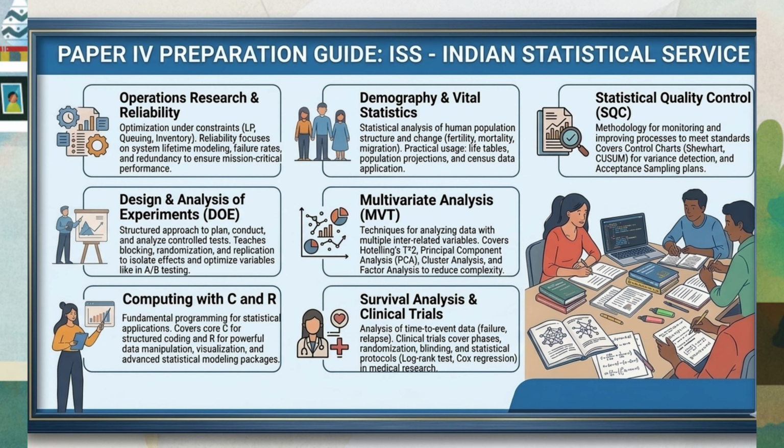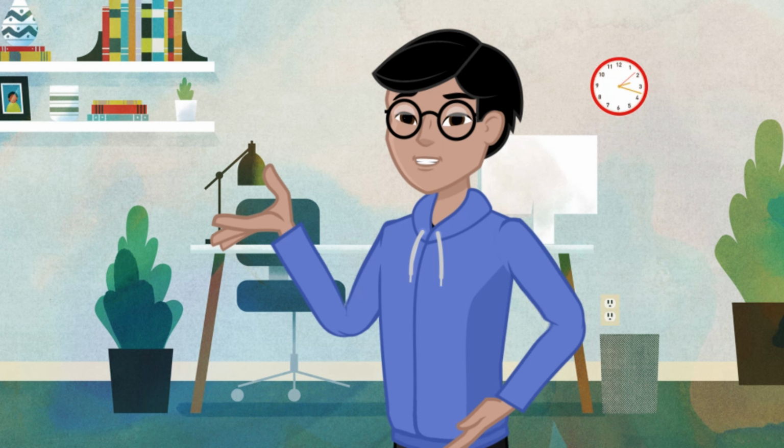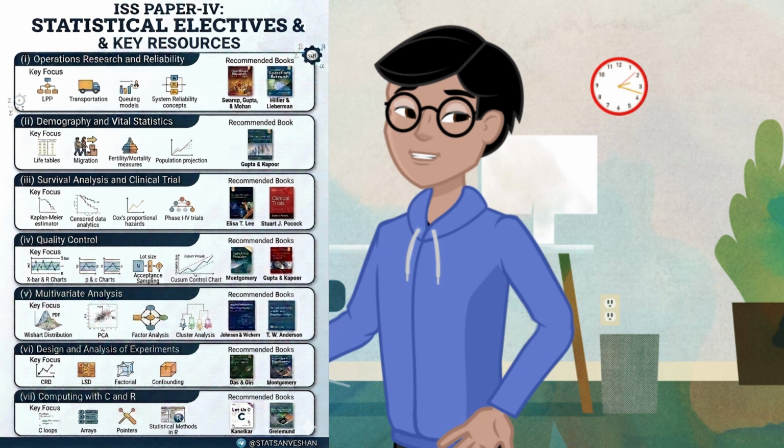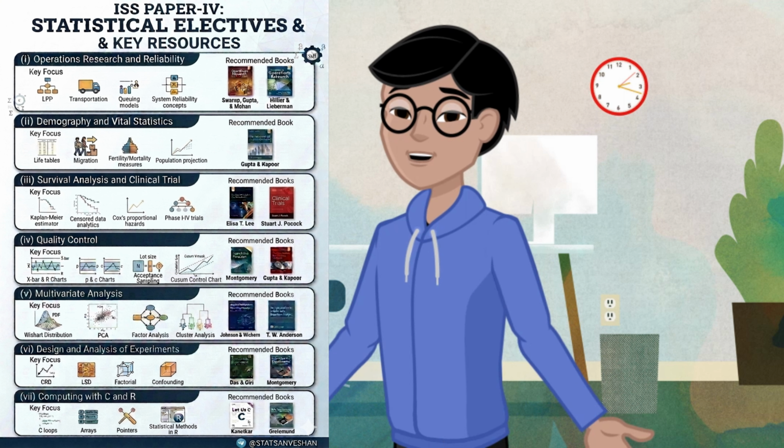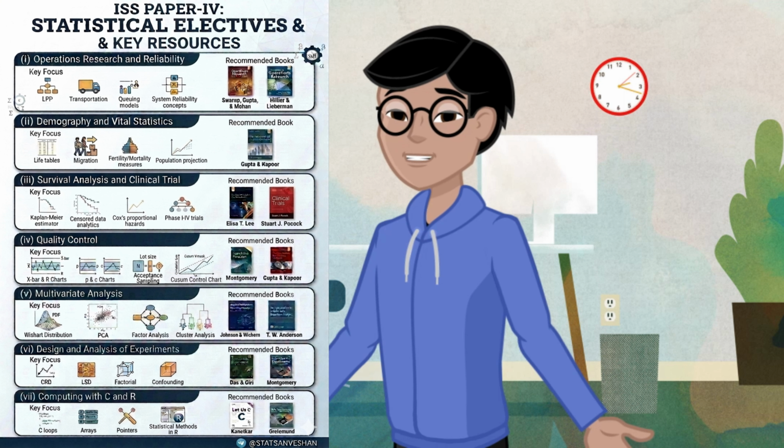To save you from bad data, we did an analysis on past trends and consulted statistics professors, and based on their inputs, here is the breakdown of 7 subsections and standard book list. For operation research and reliability, books recommended are Operation Research by Kanti Swaru, P.K. Gupta and Manmohan, and Introduction to Operations Research by Hillier and Lieberman. Then for demography and vital statistics, the book is Fundamental of Applied Statistics by S.C. Gupta and V.K. Kapoor.